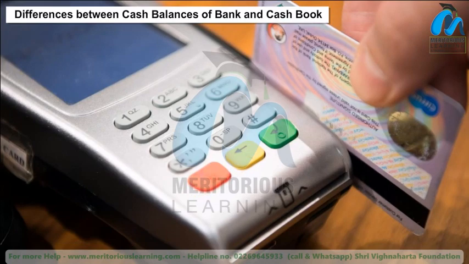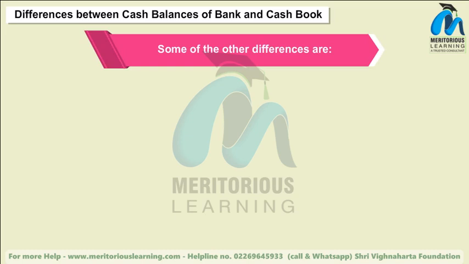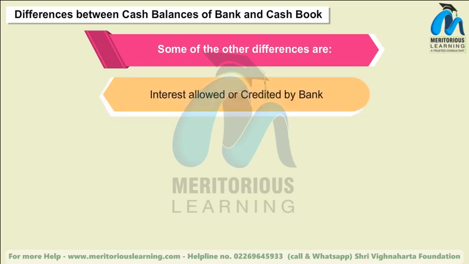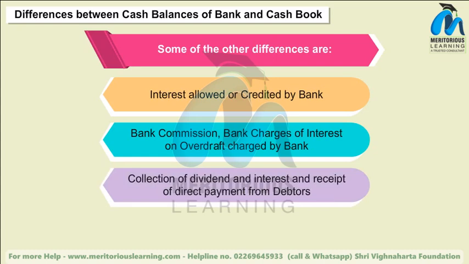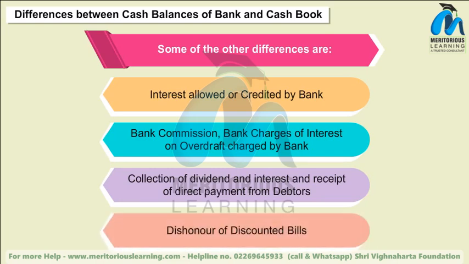Some of the other differences are interest allowed or credited by bank, bank commission, bank charges, interest on overdraft charged by bank, collection of dividend and interest and receipt of direct payment from debtors, dishonor of discounted bills.